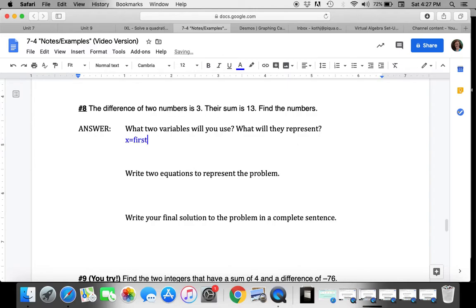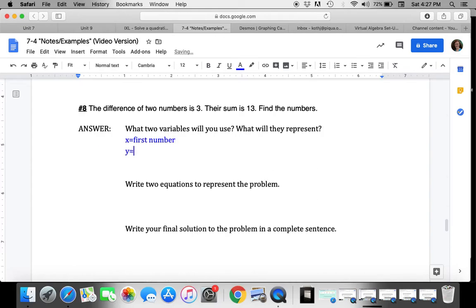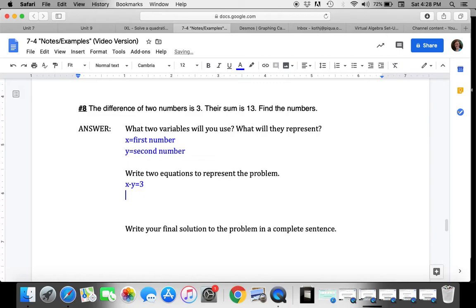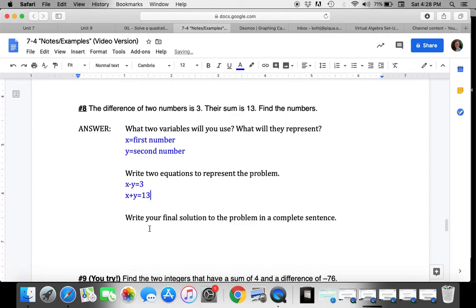So X is the first number and Y is the second number. When you write your equations, these equations are going to be real simple. It says the difference of two numbers is 3. Remember that difference means subtract? So when you subtract the two numbers, x minus y, you get 3. Then it tells you that their sum is 13. Remember, sum means adding. So when you add the two numbers, you get 13. And that's your whole system. It's time to type that in Desmos and solve it.